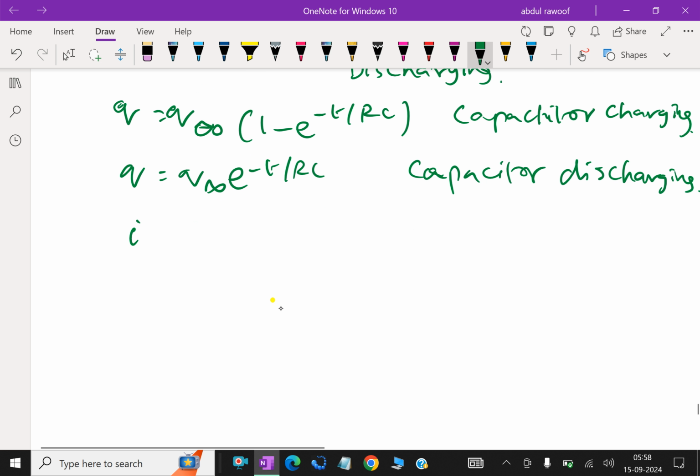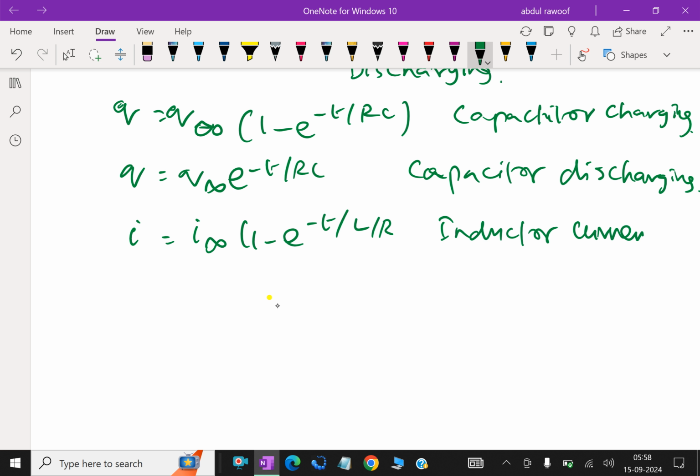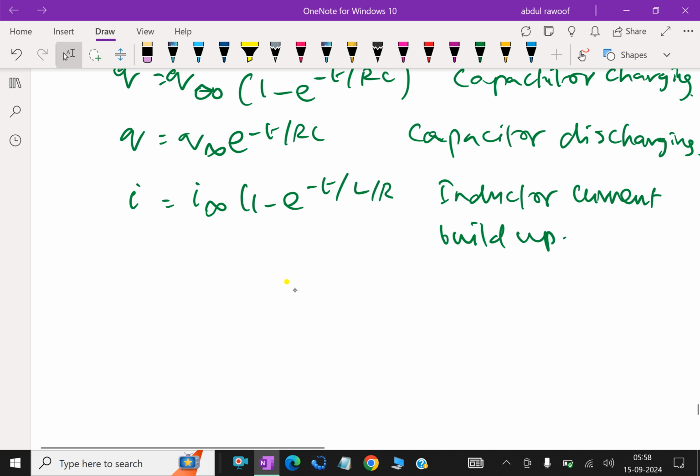Next is I equal I infinity into 1 minus e power minus t over tau, where tau is L over R. This is inductor current buildup. Here the e value is approximately 2.718, the base of the natural logarithm, and t is equal to the time constant.